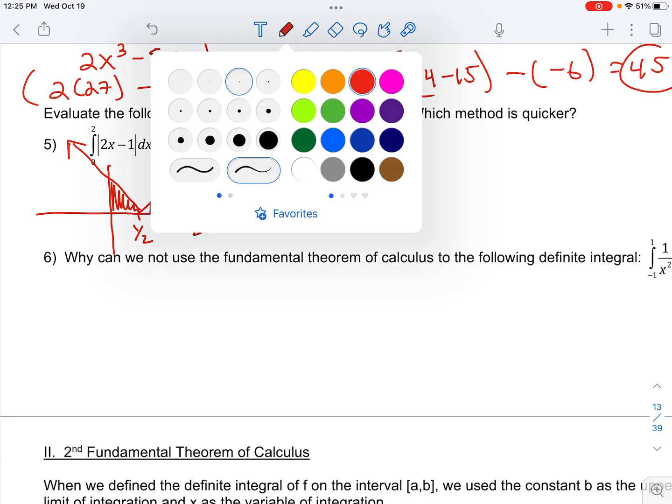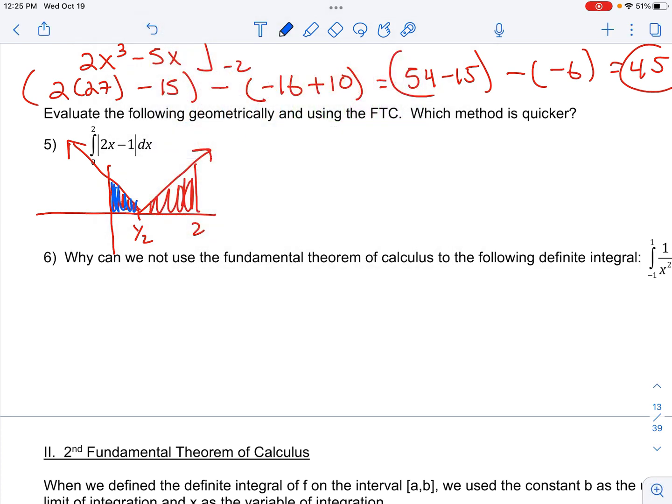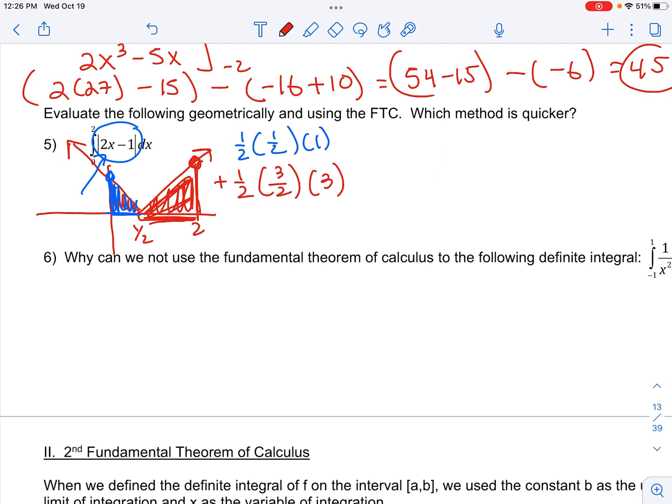Okay, the first triangle, let me color that a different color, let's make it blue, would be 1/2. The base is 1/2. The height of this triangle is, when I plug in 0 for x, you get the absolute value of -1, which is 1. So there's the blue one. Okay, and then the bigger triangle would be 1/2. Your base is 3/2. The height of this triangle, what's the y value there? If I plug in 2, notice you get 3. So that's going to be 1/4 plus 9/4, which is 10/4, which is the same as 5/2. So that's the value of the definite integral.